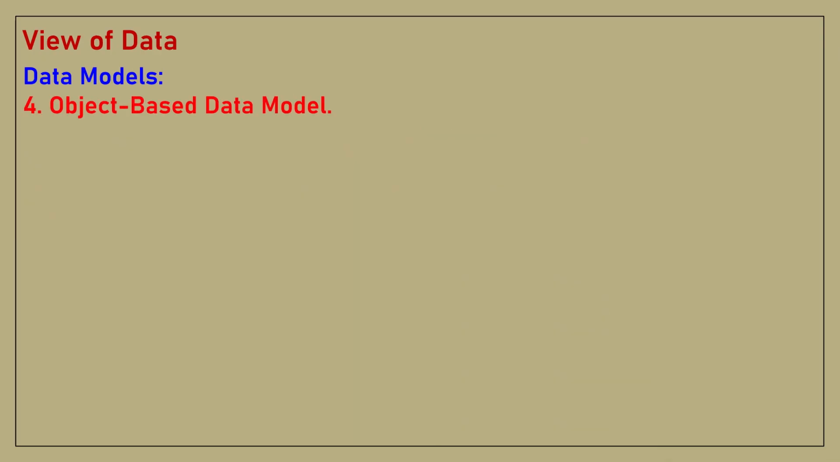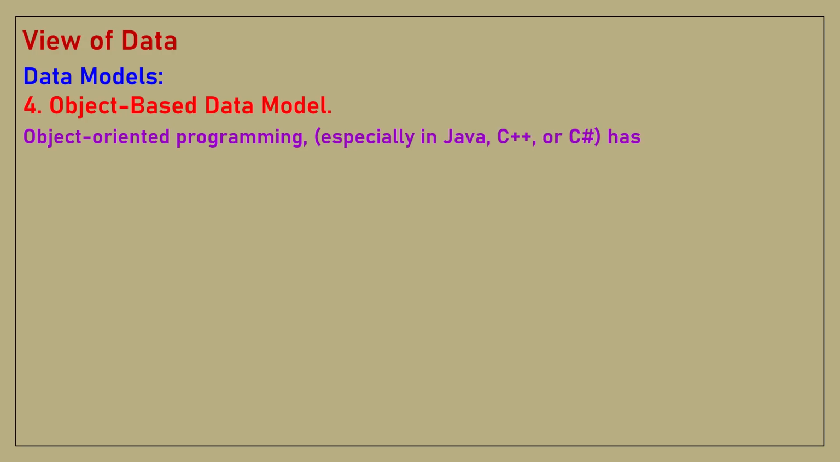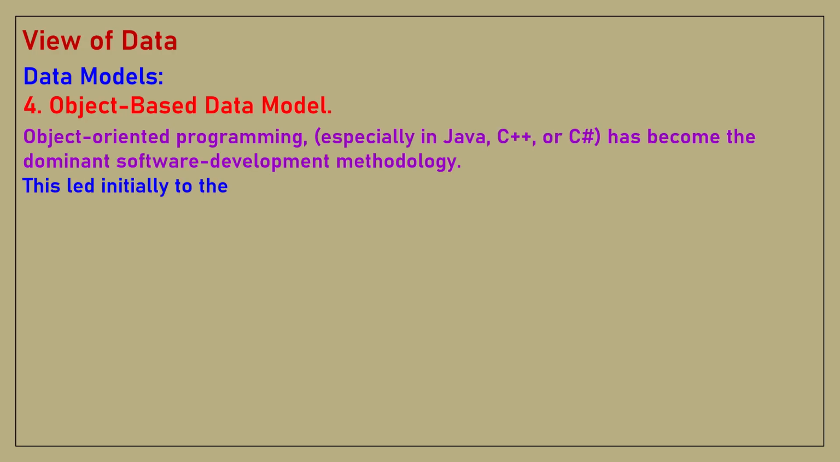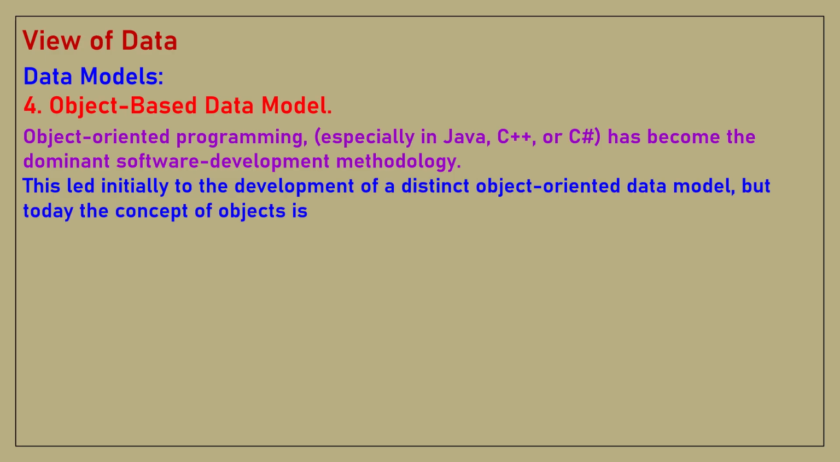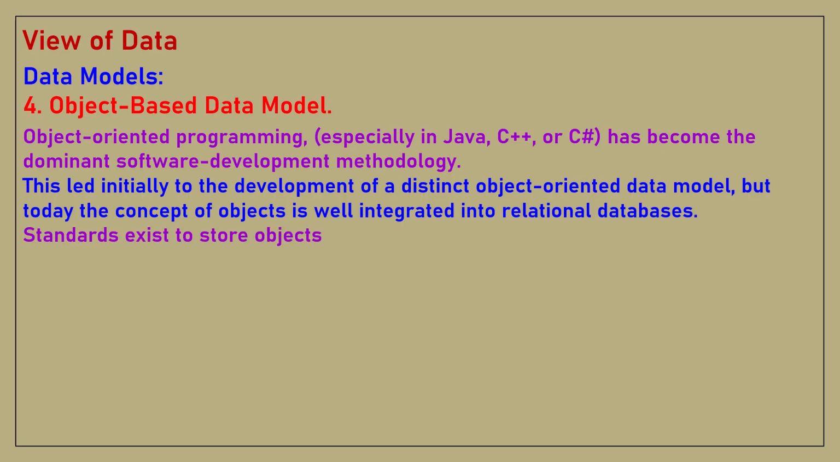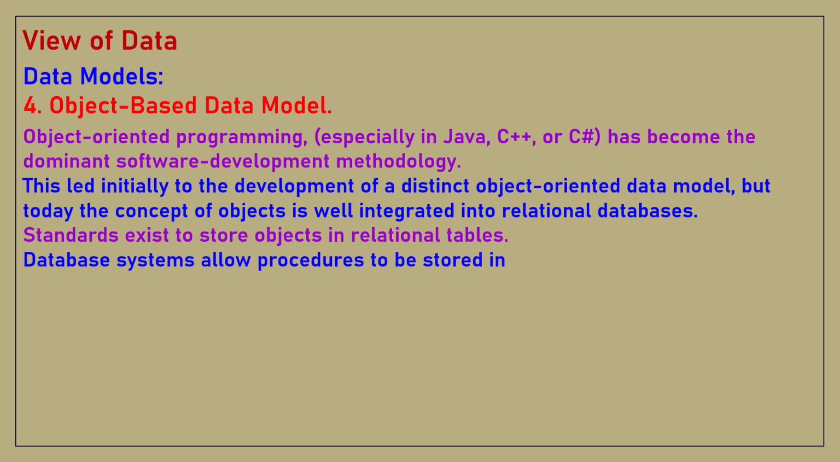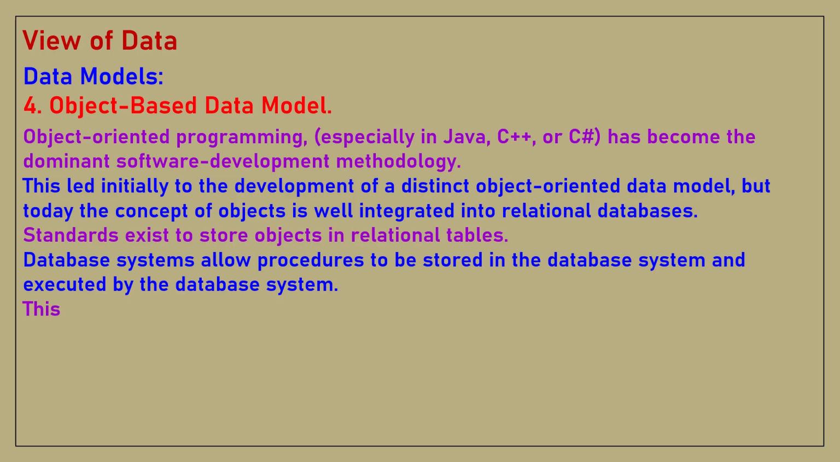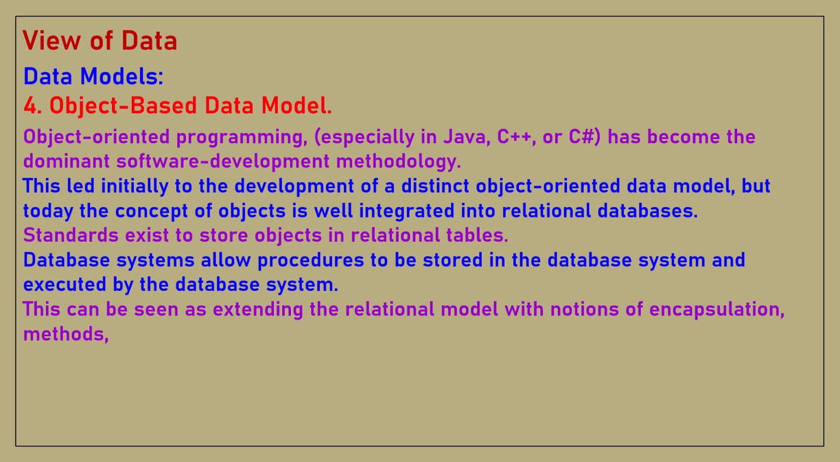JSON and extensible markup language are widely used semi-structured data representations. Object-based data model. Object-oriented programming has become the dominant software development methodology. This led initially to the development of a distinct object-oriented data model, but today the concept of objects is well integrated into relational databases. Standards exist to store objects in relational tables. Database systems allow procedures to be stored in the database system and executed by the database system. This can be seen as extending the relational model with notions of encapsulation, methods, and object identity.